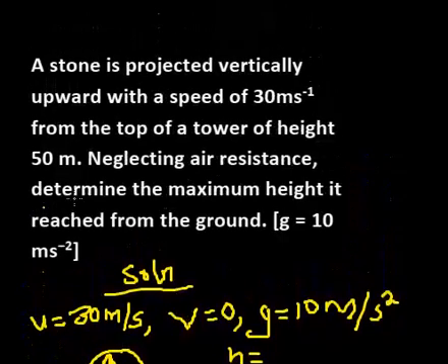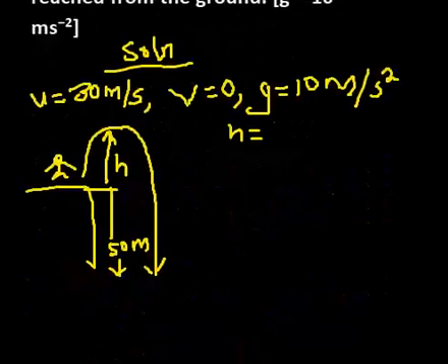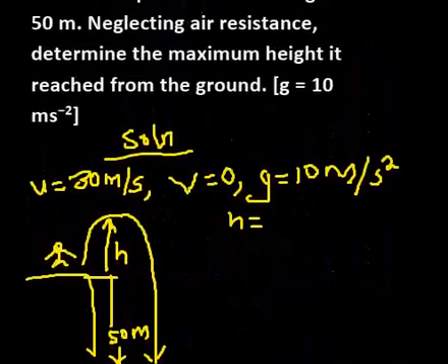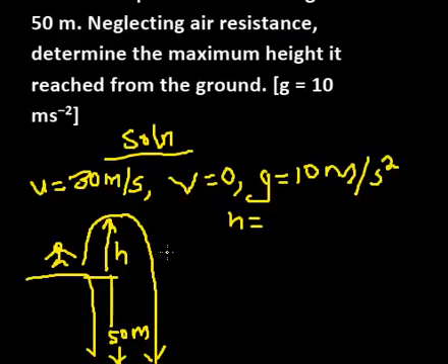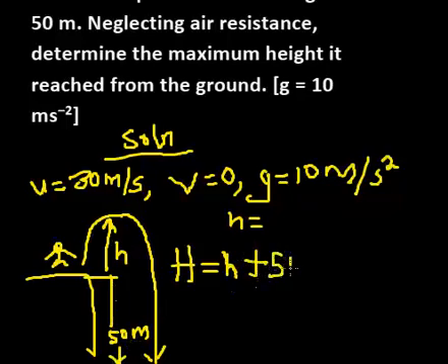Neglecting air resistance, determine the maximum height it reaches from the ground. See what I'm talking about? The height we are measuring is from the ground, but the height we are going to calculate is the height from here. So for you to get the height from the ground, first of all you need to get the small h. Let me call the total height capital letter H. It is the small letter h we find using this equation, plus this 50 meters, the height of the tower.